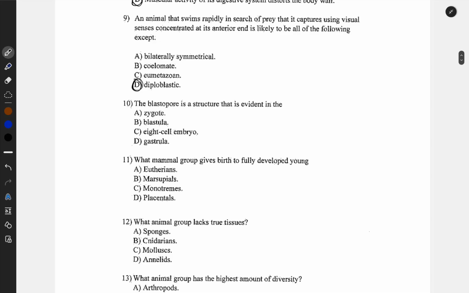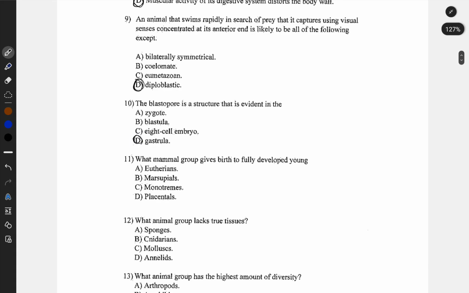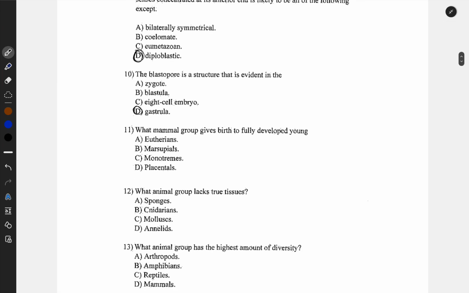The blastopore is a structure that is active in the gastrula. You can go and check embryonic development. Okay, we talked about this. Now, what mammal group gives birth to fully developed young? From our lesson on mammals, we know that this is for placental mammals. It's not all these other ones. It has to be placental mammals, like us, like the whales, like those rodents, all these other things.